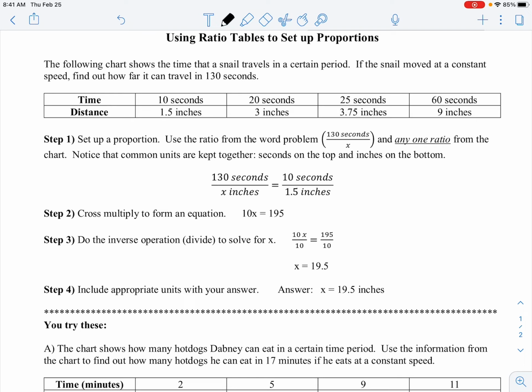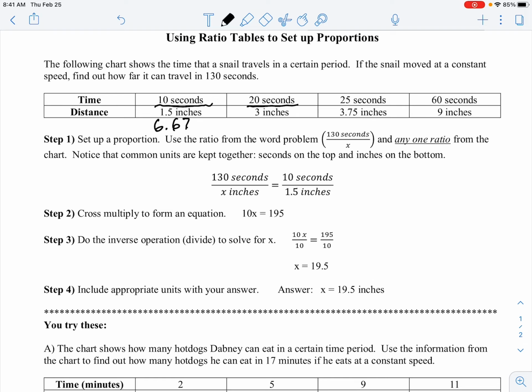So, how do we know that we can use any ratio we want to? Well, the whole idea behind this proportion stuff is that all of these ratios are equal. That's what makes these proportions special. So let's give it a try. If I do 10 seconds divided by 1.5 inches, I get, I'm going to round it to the 100th, 6.67.